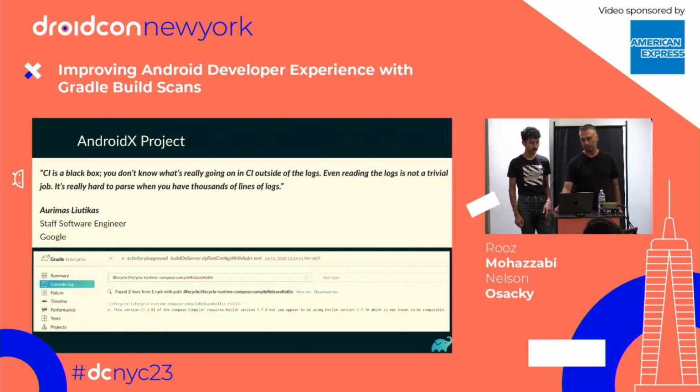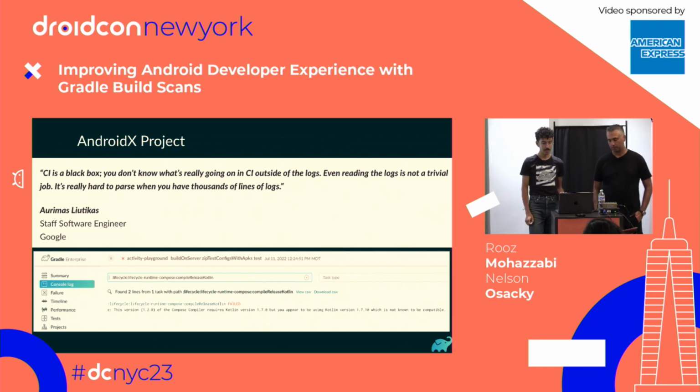Yeah, and one of the other things about that is the console log is filterable by task, which you don't have on CI or elsewhere. You're just scrolling through this huge list. So you can search by task name or task type.